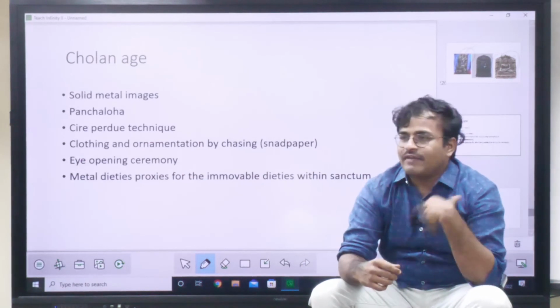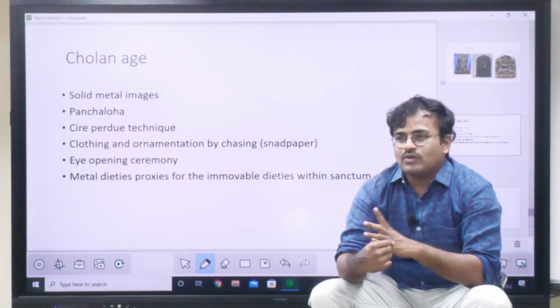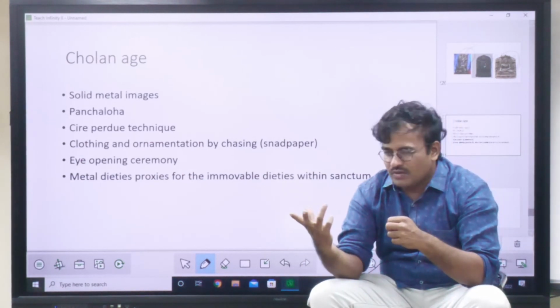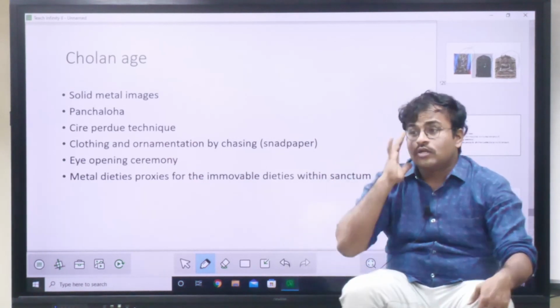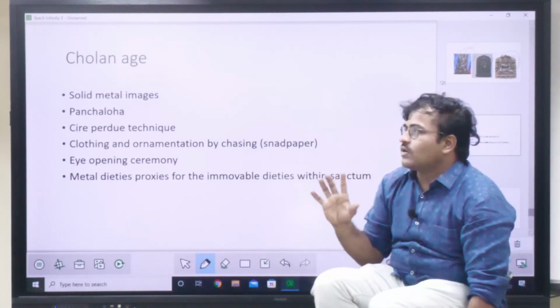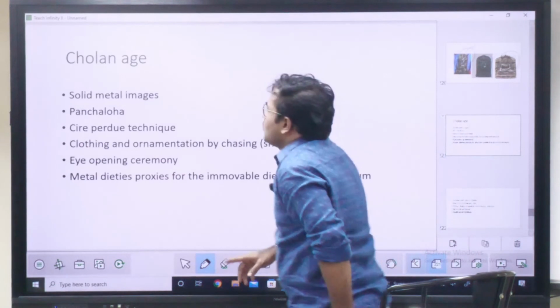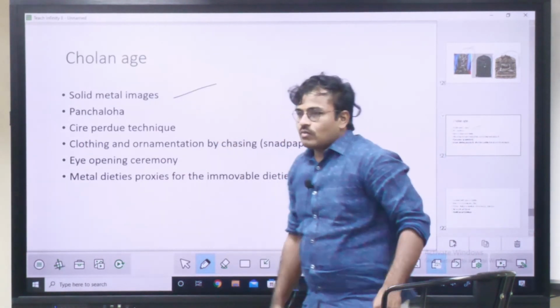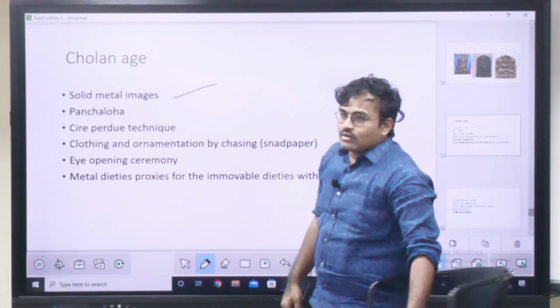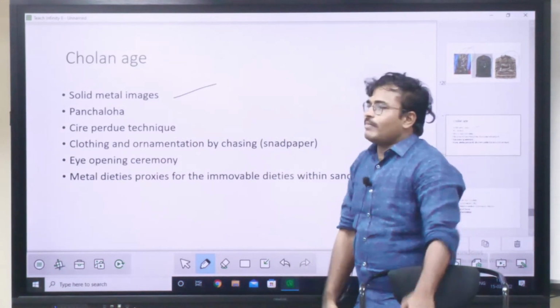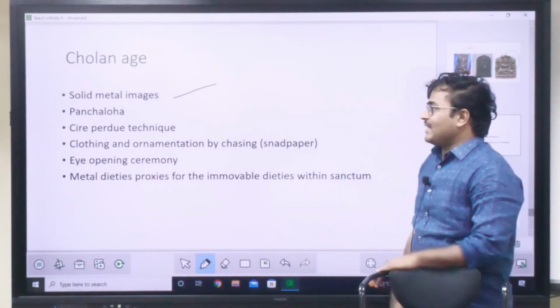Then along with that, he is also wearing a snake. Yes, okay, and snakes represent something. Okay, I'll tell about it. So these are the important imageries of Cholan architecture. See this? They are solid metal images. What does the snake signify? Egoism. Okay, the egoism of human beings is signified by the snake.